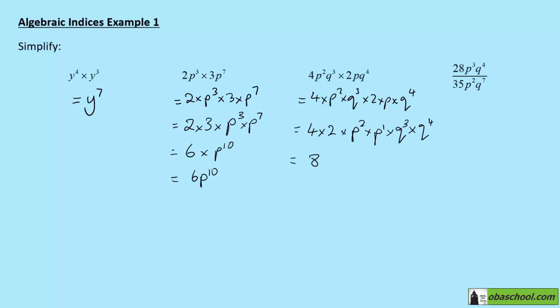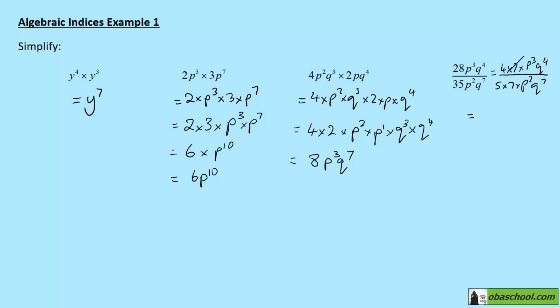Using this index law over here, we get p to the 3. And the same index law again, we get q to the 7. Now finally over here, so 28 is 4 times 7. On the bottom there, 35 is 5 times 7. Then we've got p cubed q to the 4 and p squared q to the 7.